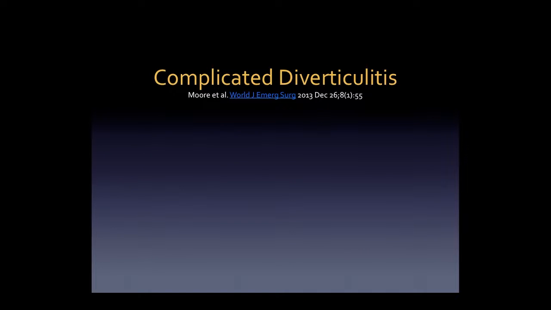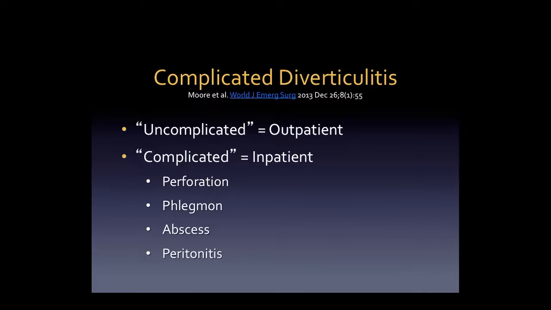Now, complicated diverticulitis. Why does it matter, and what do I mean by it? Well, it matters because if diverticulitis is uncomplicated, those patients are usually treated as outpatients, usually just with oral antibiotics. If it's complicated, though, that's going to mean an inpatient admission most of the time, at the very least for IV antibiotics, if not some other intervention.